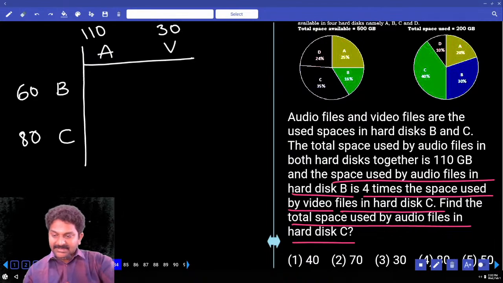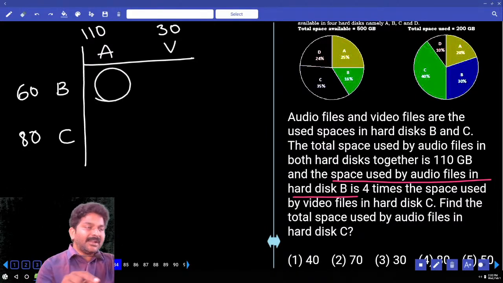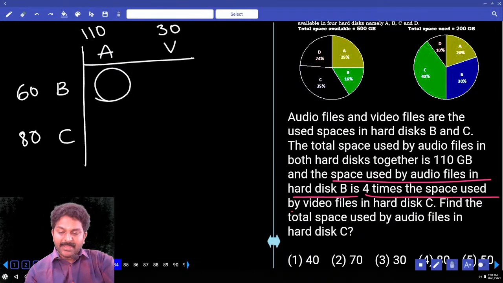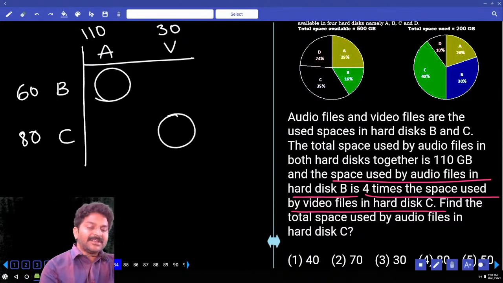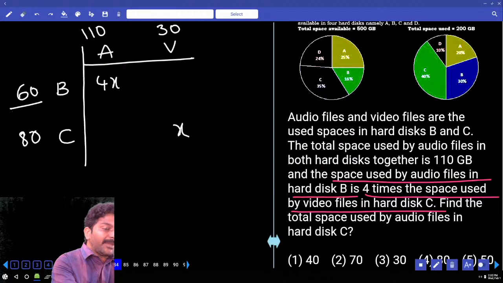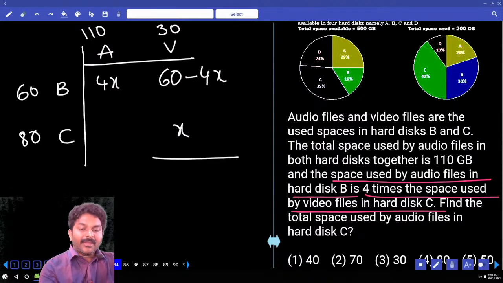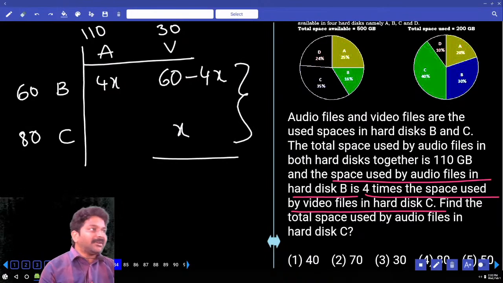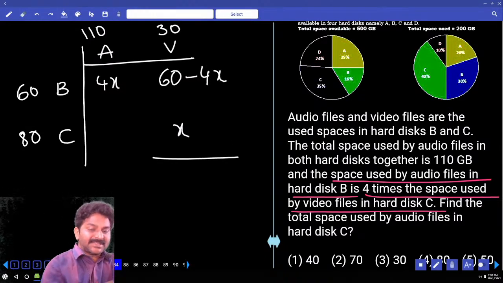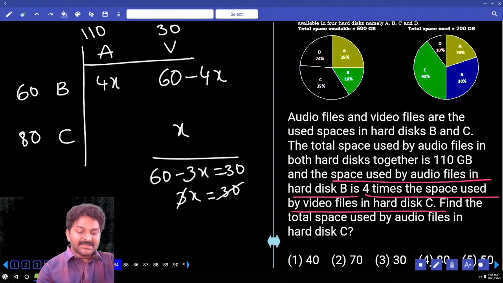Correct? Next, the condition says the space used by audio files in hard disk B is 4 times the space used by video files in hard disk C. So if video in C is X, this becomes 4X. Out of 60, 4X is already audio, then the remaining is 60 minus 4X. When you add these two video files, that must be equal to 30 only. 60 minus 4X plus X, so 60 minus 3X must equal 30. From this, 3X is equal to 30. X is equal to 10.